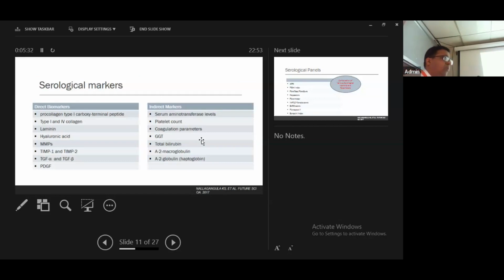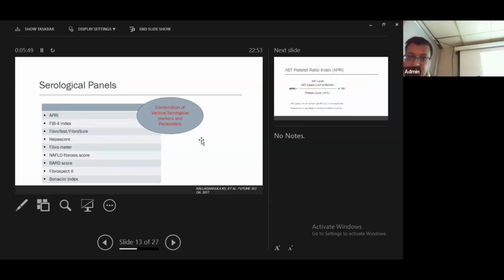But these direct biomarkers are not used widely. We use indirect markers for assessment of liver fibrosis, like serum AST level, platelet count, coagulation parameters, GGT, total bilirubin, alpha 2 macroglobulin, and alpha 2 globulin. There are various serological panels made by combining these indirect serological markers. Commonly used tests are APRI, FIB-4, and FibroTest.